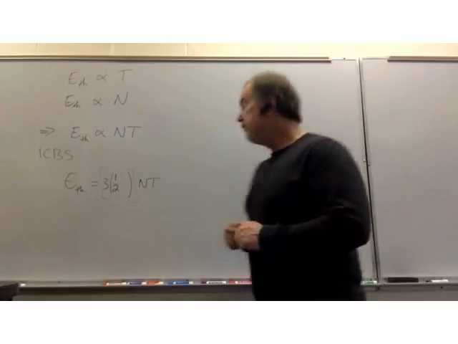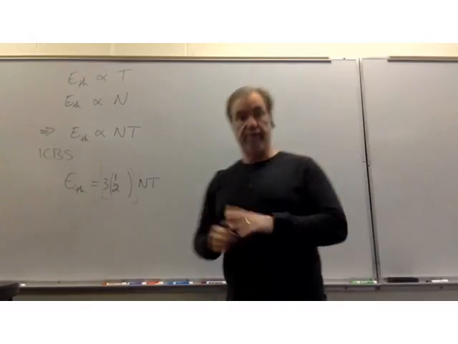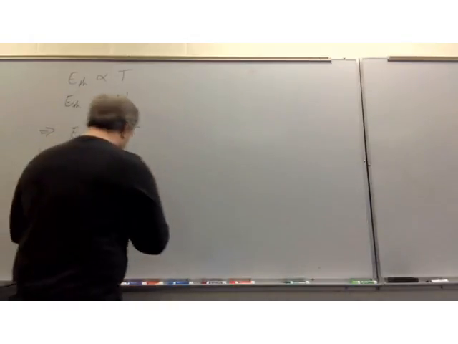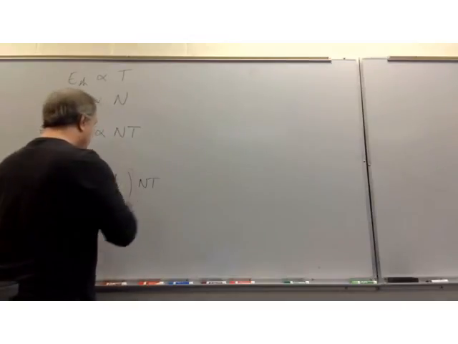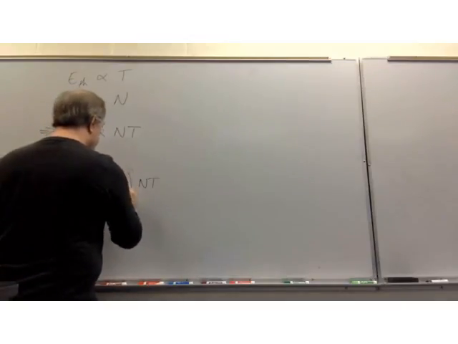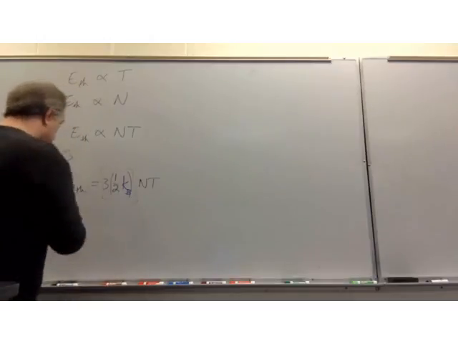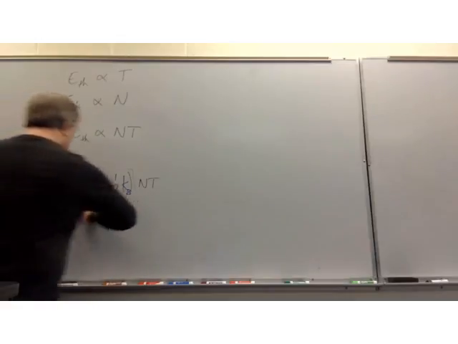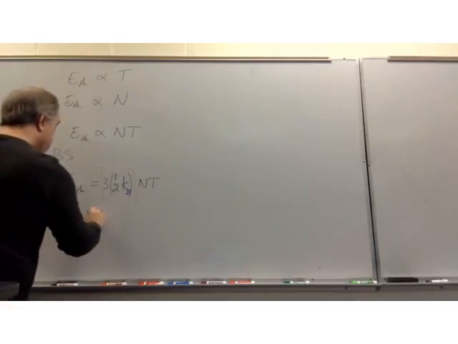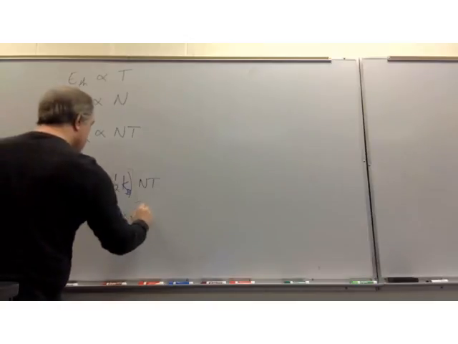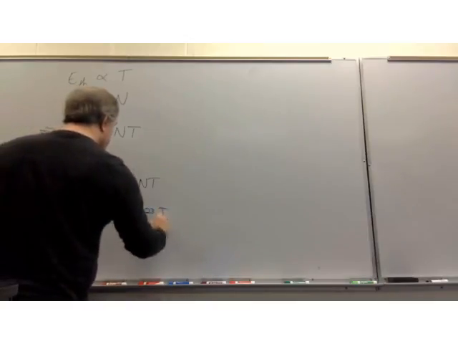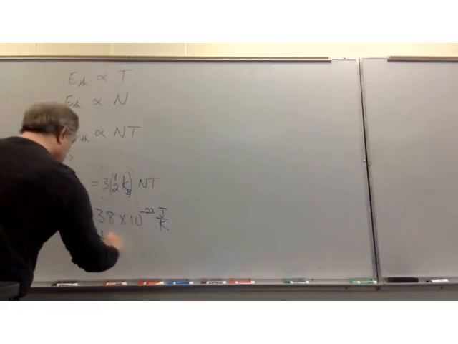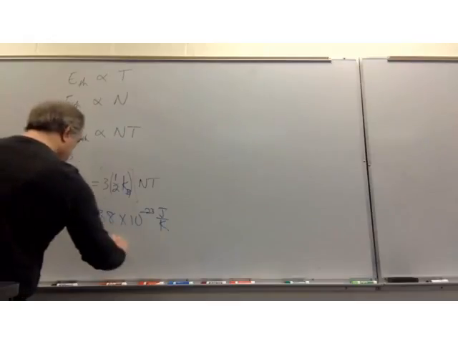Okay, and then finally, the actual real proportionality constant was developed and derived by a guy named Boltzmann. And so this constant is labeled K sub B in his honor. This K sub B is Boltzmann's constant, and its numeric value is 1.38 times 10 to the minus 23rd joules per Kelvin. Boltzmann's constant.